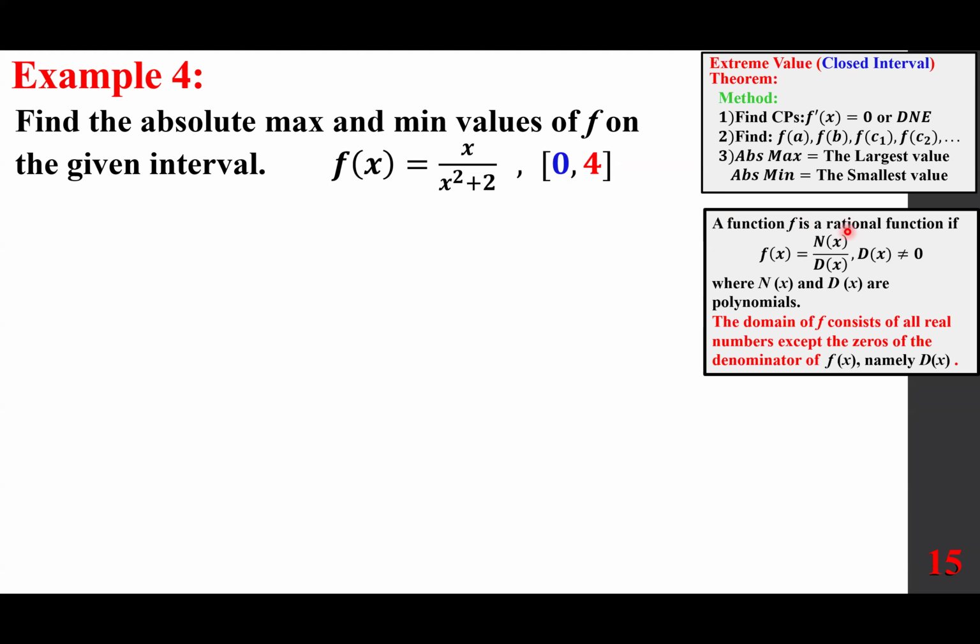A function f is a rational function if f of x is in the form of n of x over d of x. N is the numerator, d is the denominator, and the denominator can't be 0, where n of x and d of x are polynomials. The domain of f consists of all real numbers except the zeros of the denominator of f of x, namely d of x. In other words, you set the denominator equal to 0 and you exclude it.